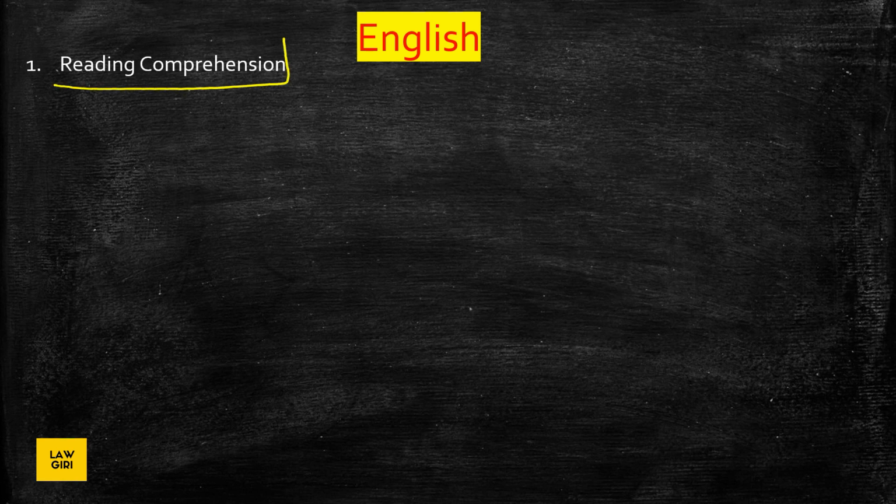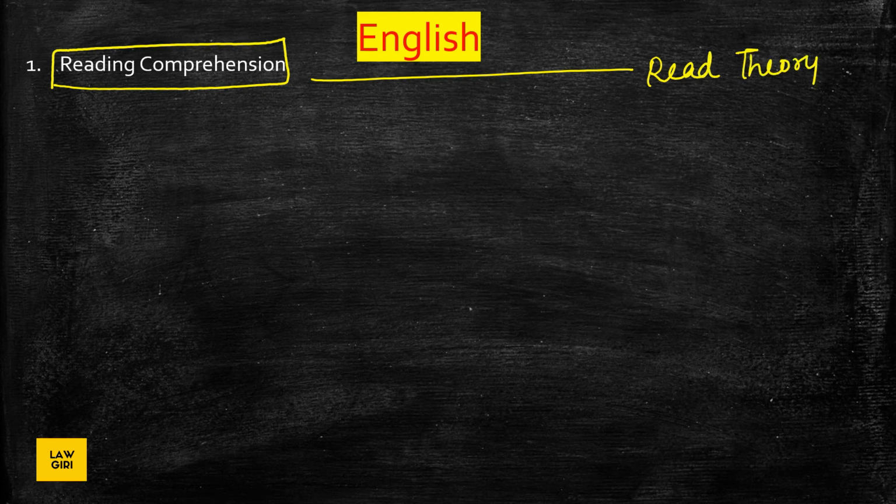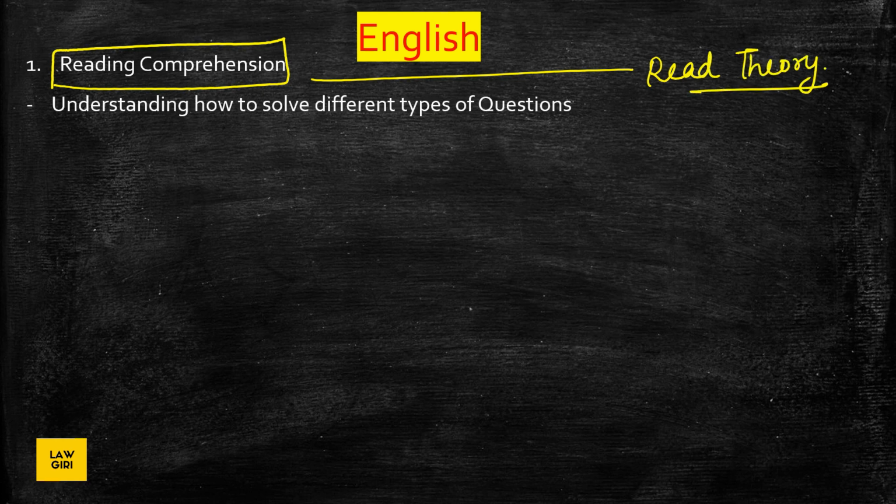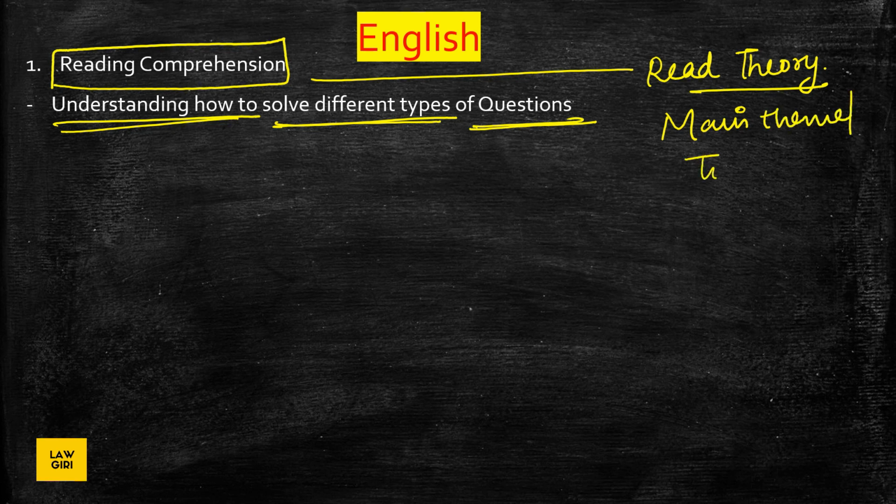Now, please note down what we have to do for reading comprehension. For reading comprehension, we are going to read theory. By theory, what do I mean? Understanding how to solve different types of questions. Now, we saw what the questions are: what is the main theme, what is the purpose, what is the tone of the passage, vocabulary questions. There are various types of questions that can be asked from a passage when it comes to reading comprehension.